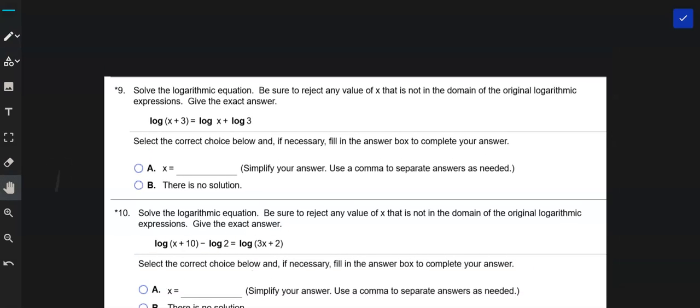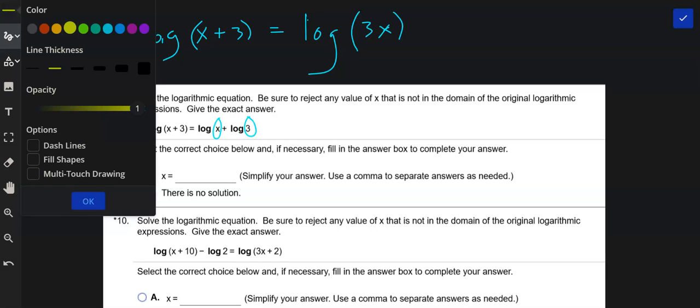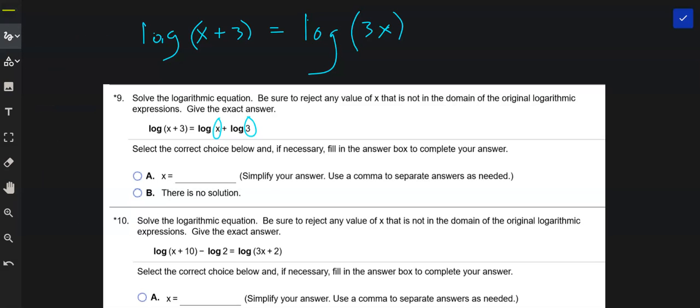Okay, so log x plus 3 equals, what are we going to do with the x and the 3? We're going to multiply them together because we see addition in between. Since these are both equal and the bases of the logarithms are the same, so are the arguments. So we can set them equal to each other and solve, pushing this to the other side.